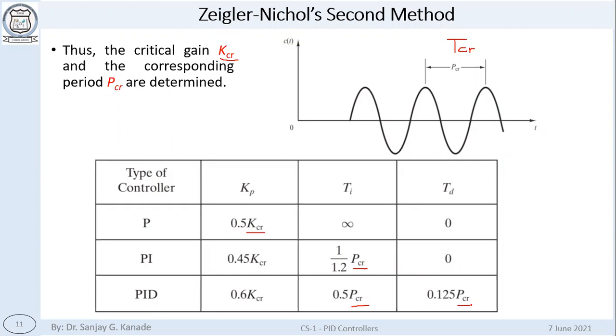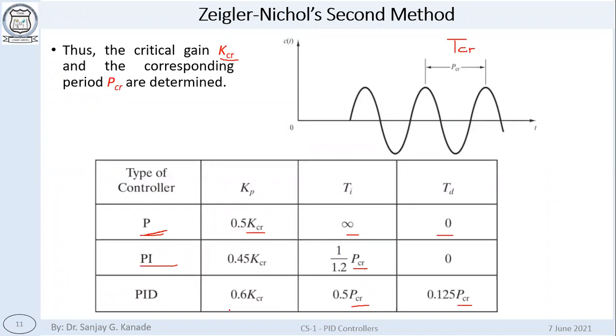Okay, so in case of P only controller, means proportional only controller, obviously you are going to have only KP. TI and TD are not going to contribute. TI is going to be infinity and TD is going to be 0. In case of PI, you have another set of values. KP is equal to 0.45 KCR and TI is equal to PCR by 1.2. TD is going to be 0 because in case of PI, the D component is absent.